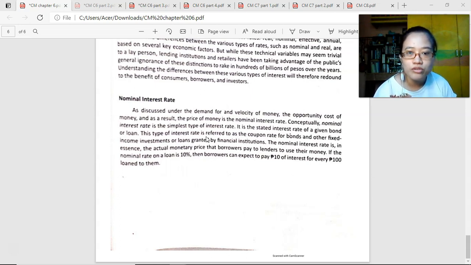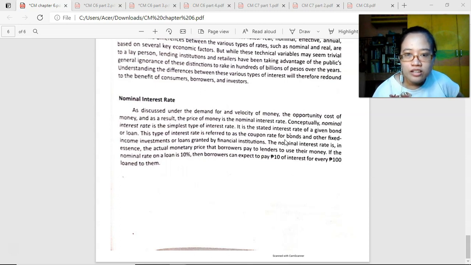This type of interest rate is referred to as the coupon rate for bonds and other fixed income investments or loans granted by financial institutions. So, kunwari, nakalagay dun sa promissory note. Normally, promissory note ang tawag dun sa document, kapag mangungutang ka sa bangko. Let's say 10% or 12%. Okay? Kung ano yung nakastate na interest rate doon, yun yung nominal interest rate. Okay? But as we all know, that's not the real interest rate. Okay? Kasi dun sa real interest rate, kino-consider na doon yung discounted ba, yung proceeds na matatanggap mo, may processing fee ka ba na babayaran, ganyan.